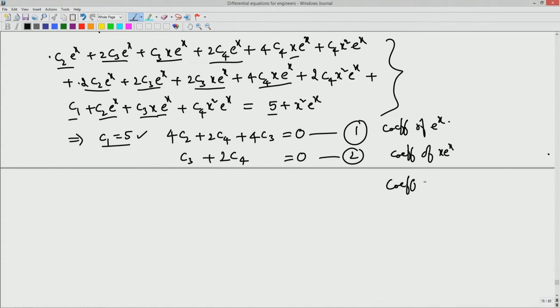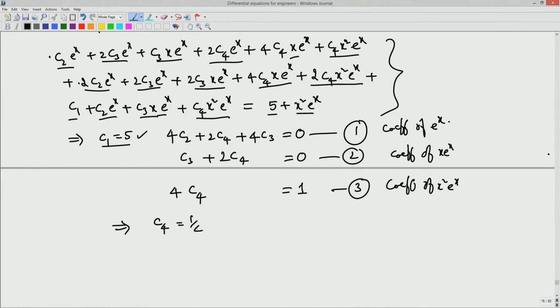Now, we make a coefficient of x square e power x, that is your equation number 3. So, what is your x square e power x? As coefficient is 1. So, I have 1, x square coefficient is C4 here, 3 C4 here, 4 C4, equal to that. So, that will fix C4. So, this implies equation 3 gives me C4 as 1 by 4. Once you put it, equation 2 gives me C3 as minus 2 times C4, C4 is 1 by 4. So, that is minus half.